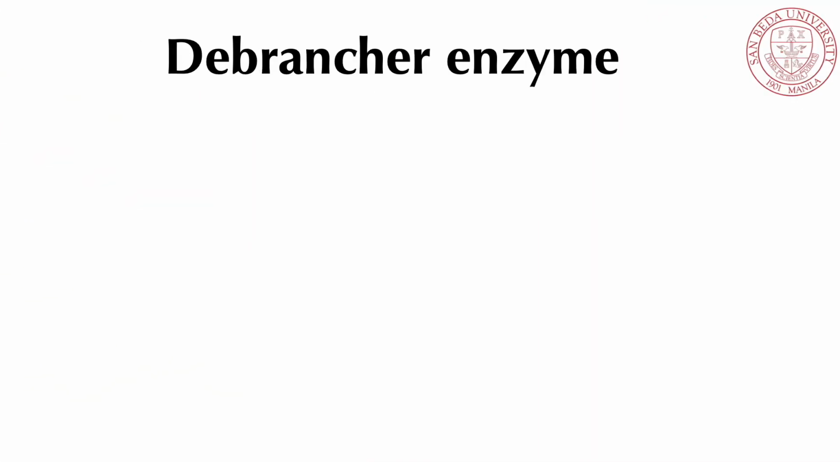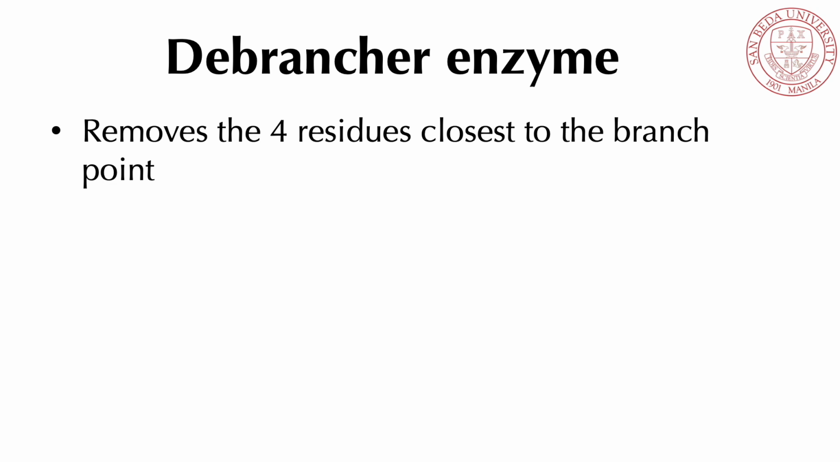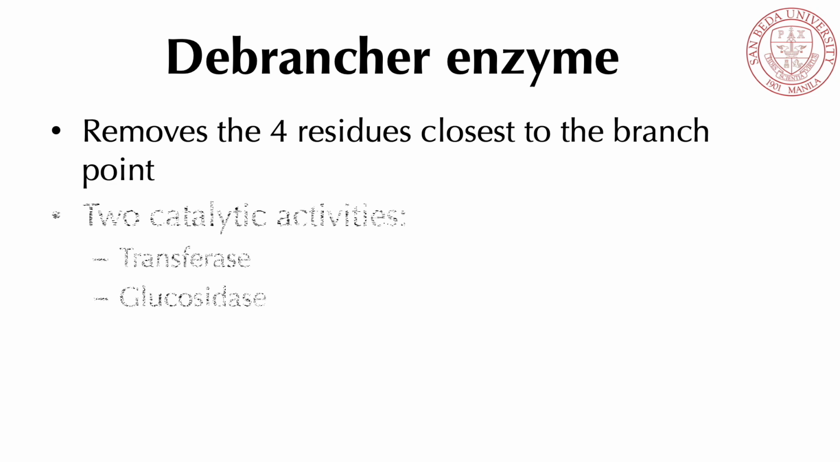Where glycogen phosphorylase falls short, the debrancher or debranching enzyme comes to the rescue. The debrancher enzyme, sometimes called 4,4-transferase, is responsible for removing the 4 glucosyl residues closest to the branch point. It has two catalytic activities, a transferase activity and a glucosidase activity. Now, their functions will be demonstrated in the slides that follow.